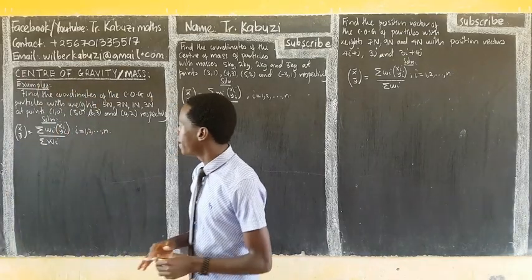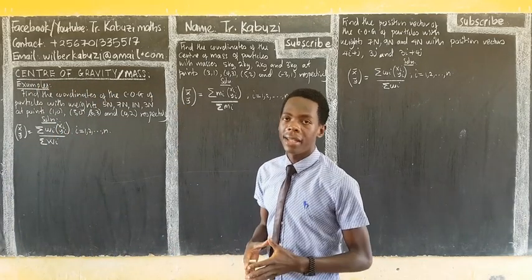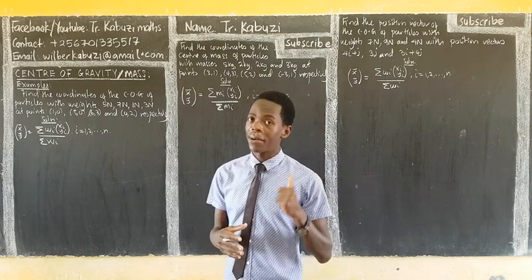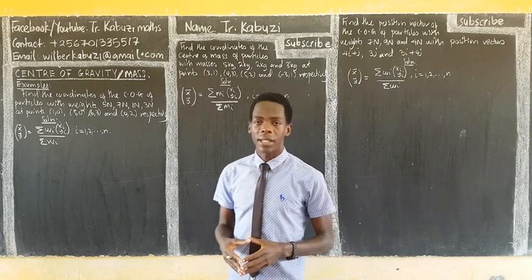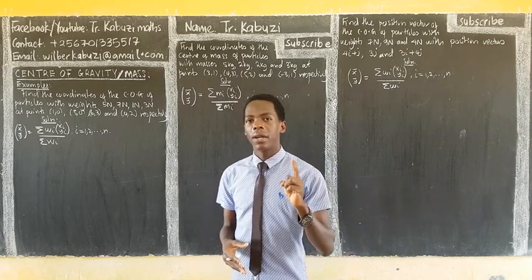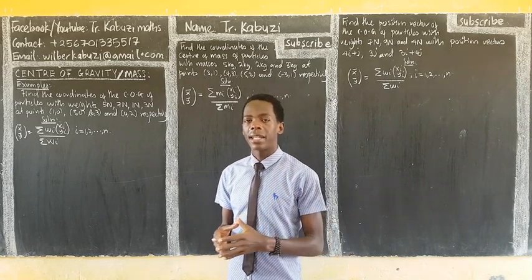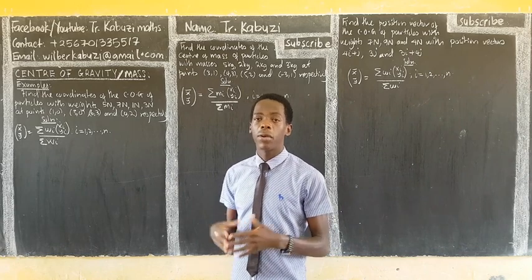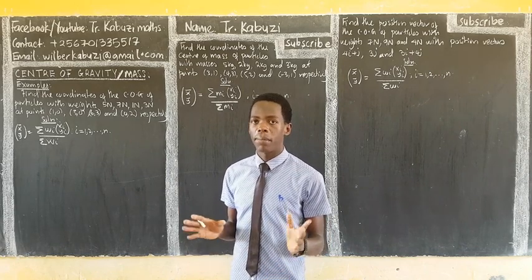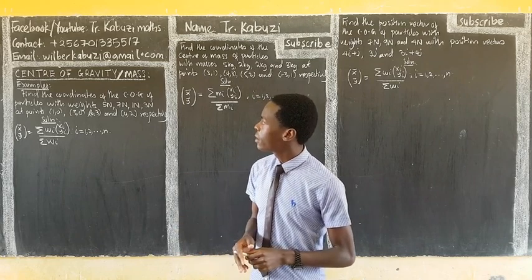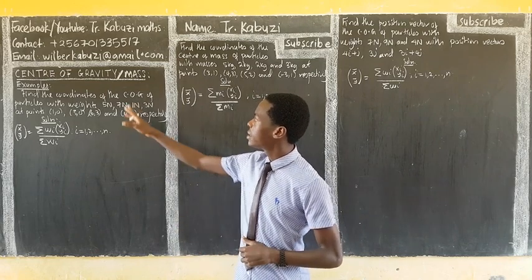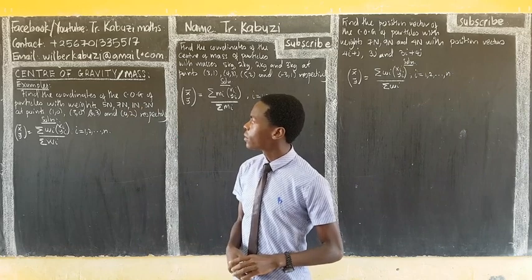Okay, let us see more examples still about finding the center of mass. This time I'm going to do an example of finding the center of mass and also the center of gravity. When they ask you for the coordinates, you give it as coordinates, or you can give it as a point, no problem, as long as you state it. So find the coordinates of the center of gravity of particles with weights.